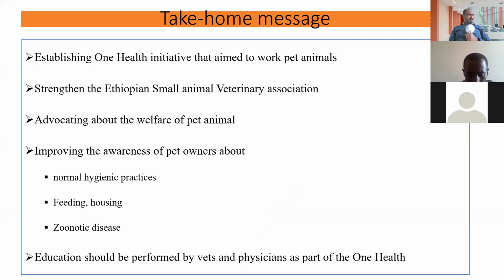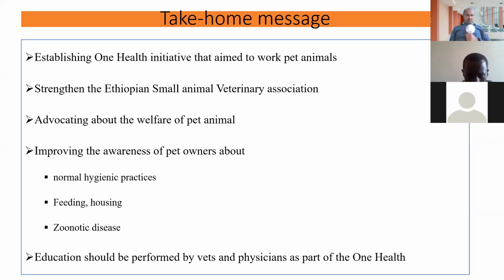Maybe it's not common in our country, but especially in the West it is very common. There are many animal activists. So especially in Africa, or it could be in Ethiopia, we need to have animal activists who care for animal welfare as well. Therefore, advocating for the welfare of pet animals is also very important.